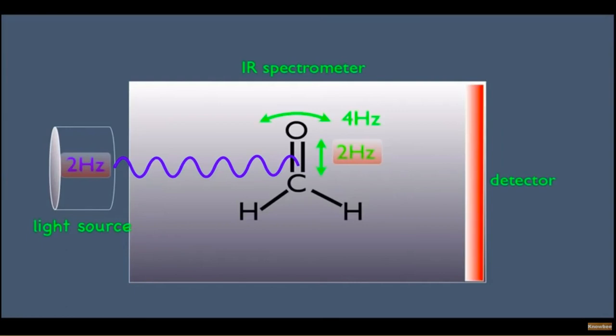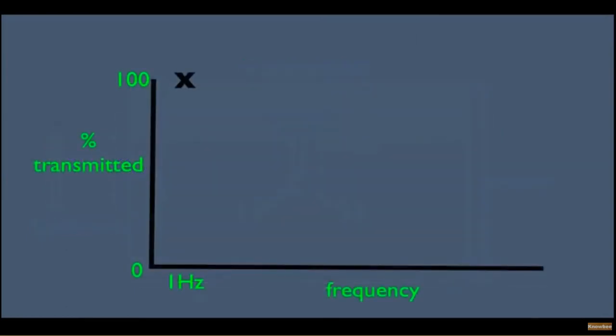Let's see what this would look like on our graph now. Again, at 2 hertz frequency light, the detector would say not very much transmitted through it. A lot of it was absorbed, so we have a small percent that's transmitted. And that would be this point on the graph.